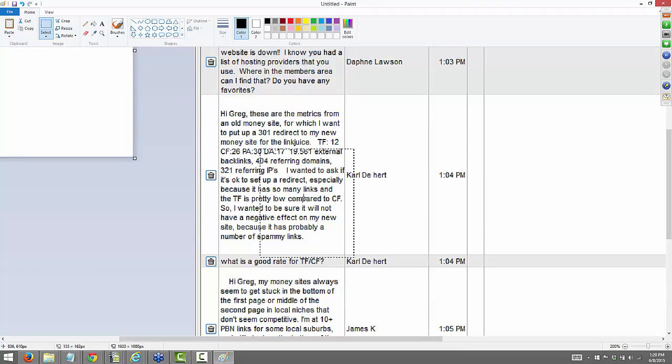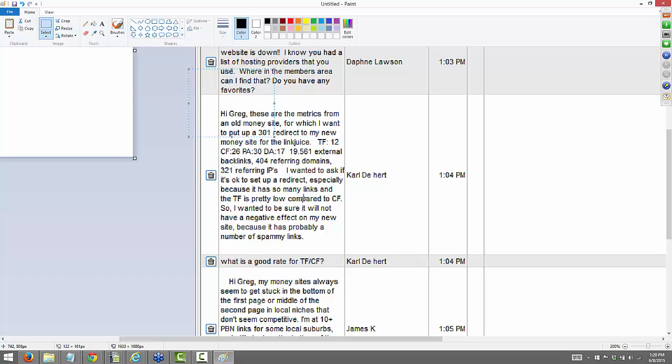Alright, from Carl. These metrics are from an old money site for which I want to put up a 301 redirect to my new money site, for link juice. TrustFlow 12, CF 26, PA 30, DA 17, 19,000 external backlinks, 404 referring domains. I can already tell you just from the PA and DA, with that many referring domains, it's probably spammy. But let me read your question.